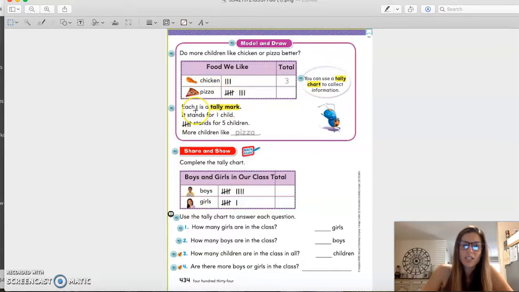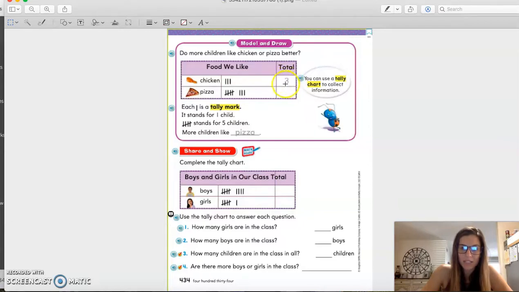So each tally mark looks like this. It's just one line and it stands for one child. When I get to 5, I slash it like this. So then I can count by groups of 5. So look here. Chicken, I would say 1, 2, 3. 3 students like chicken. Go ahead and copy that.